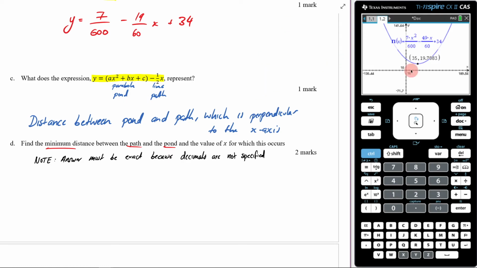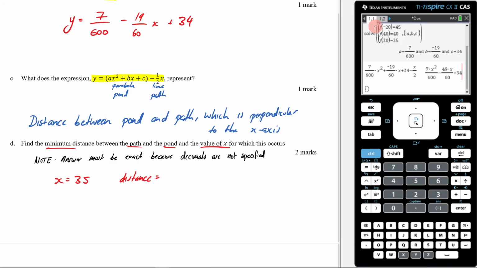Well, you can see that x is going to be equal to 35. So that's great, because it does say for what value of x this happens, but what's the distance going to be? Well, the distance is going to be this y value here. And you might be asking yourself, how can I figure out the exact value of 19.7083? Unfortunately, in the graph portion of your calculator, you can't make it exact. But there are a couple of ways we could go about this.